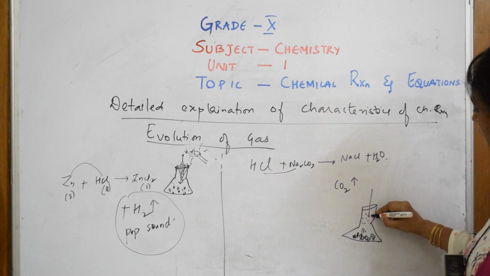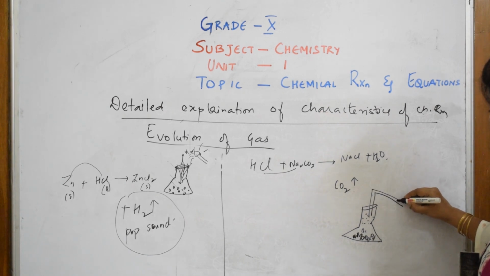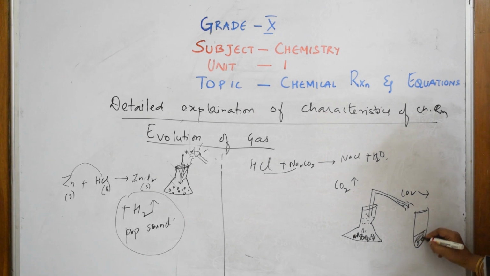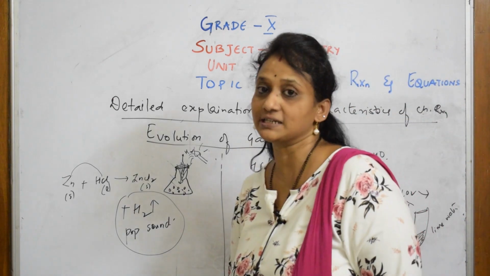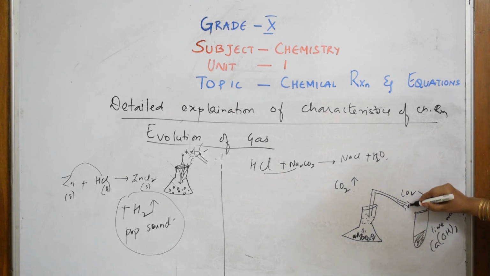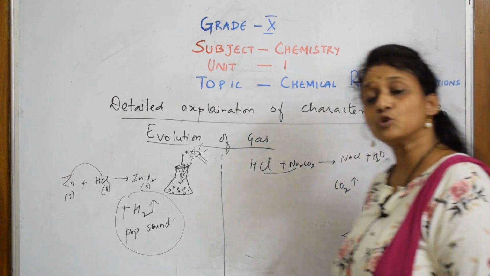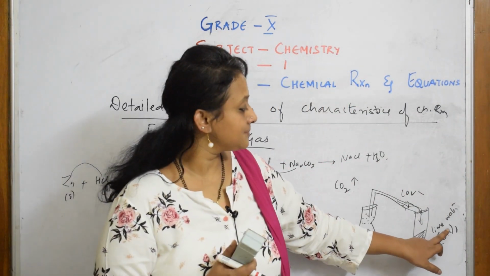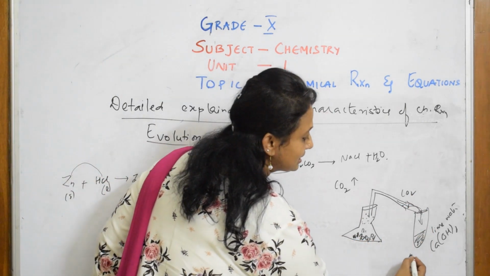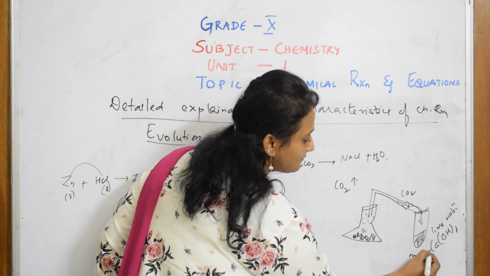Carbon dioxide gas, I am going to collect it through a delivery tube like this. And I am going to introduce this carbon dioxide gas into a test tube containing lime water. What is the lime water formula? Lime water is nothing but calcium hydroxide. So I am going to take lime water, calcium hydroxide here. When this carbon dioxide gas is passed into this test tube containing lime water, first of all, lime water is colorless. So when you add carbon dioxide to lime water, immediately it turns milky. So lime water turns milky.